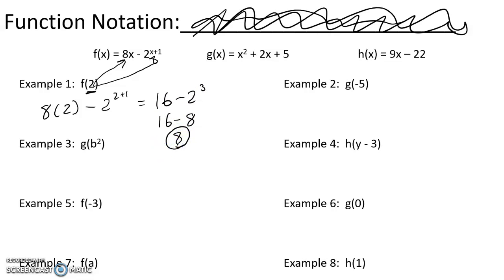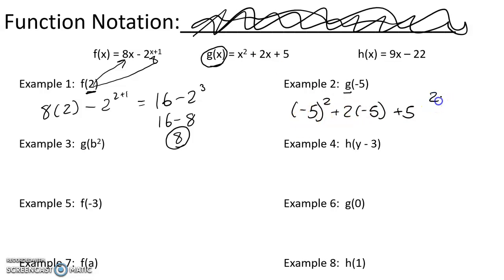Go to this example right here: g of negative 5. I look at that g there. F, g, h. I'm probably going to be using the one with the g. So I take that g of x and plug negative 5 into all these x's. It gets me negative 5 squared plus 2 times negative 5, because that's x, and then plus 5. Then simplify everything out.